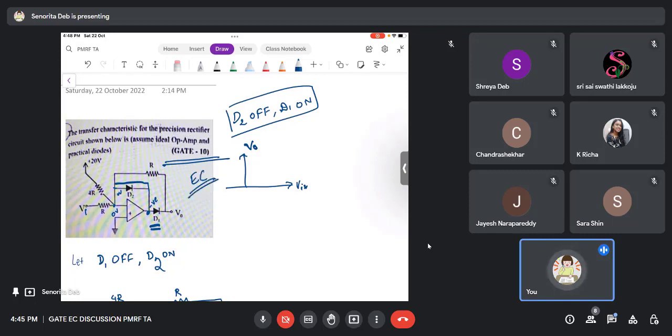Okay, and you will find similar problems. I think there are similar problems in Sedra and Smith, and as far as I remember, this was taken from this book. The similar questions have come in IES also. I'm not sure, but I think I have seen this kind of problems in Sedra and Smith. So just go back and check this.